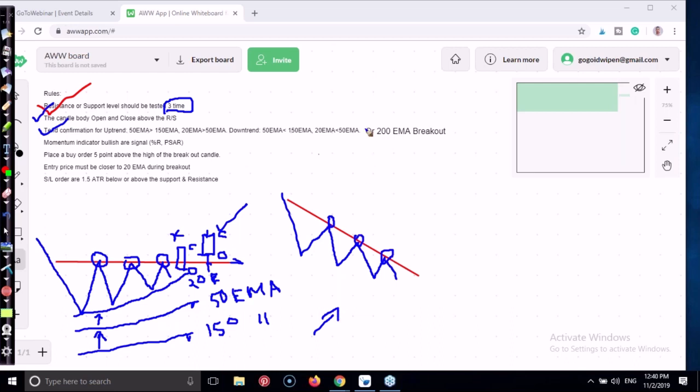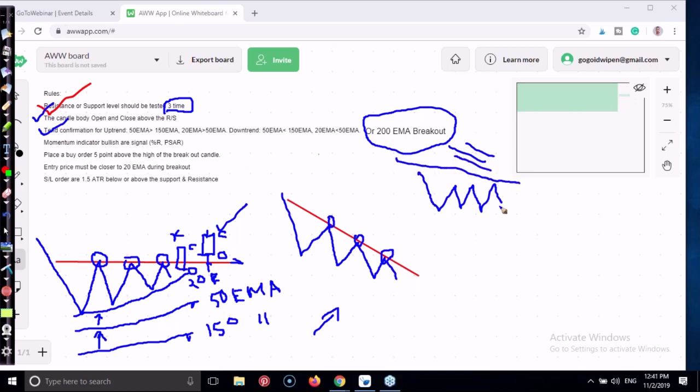And there is another option, like here, let me show you. Sometimes price is running like that here, testing one, twice, third, like that, and all moving averages are staying there like that, right? So in that case, we are looking for a breakout of the 200 moving average. So I'll show you exactly what is the criteria here, right?